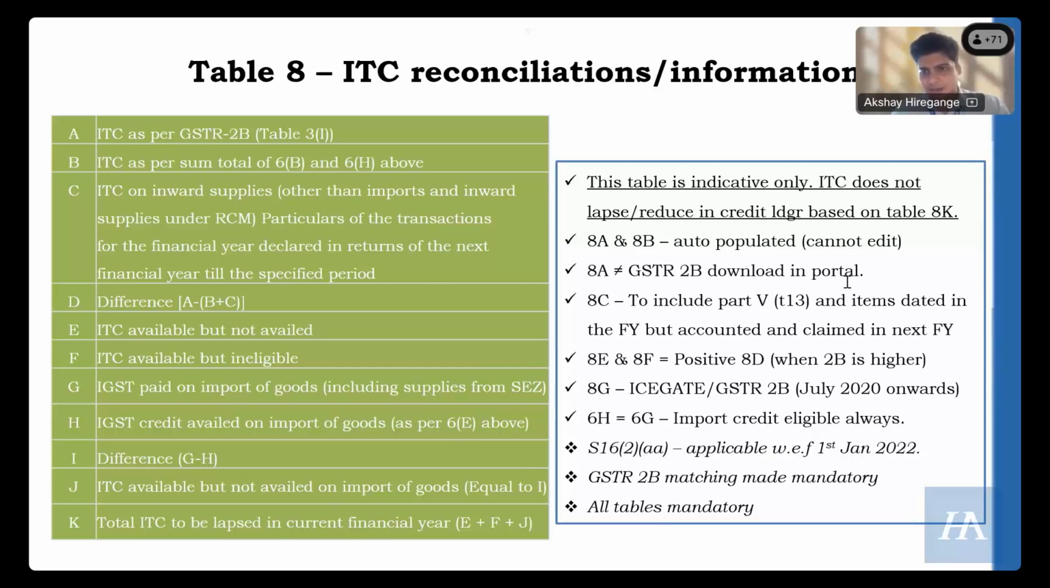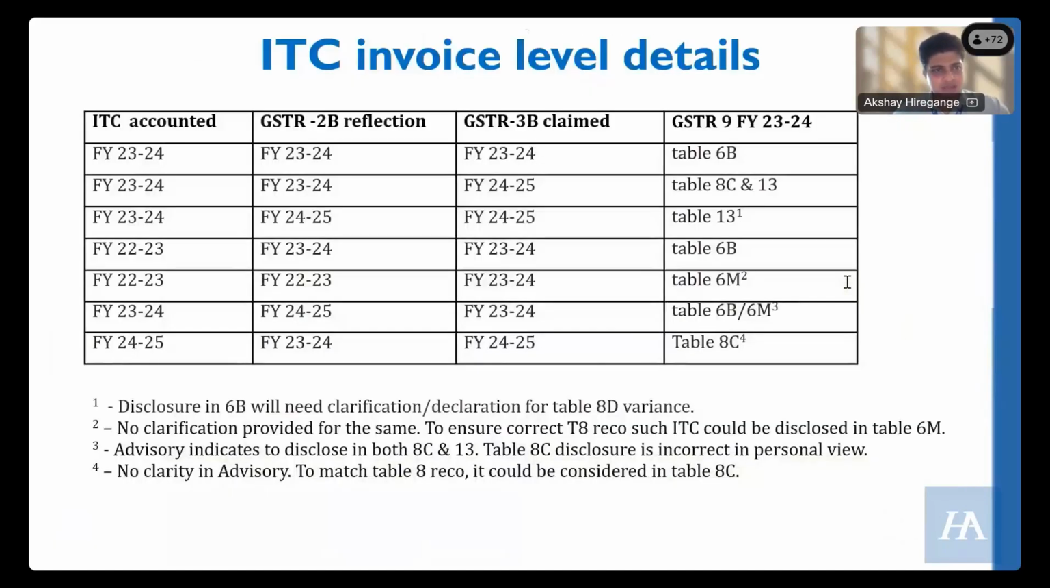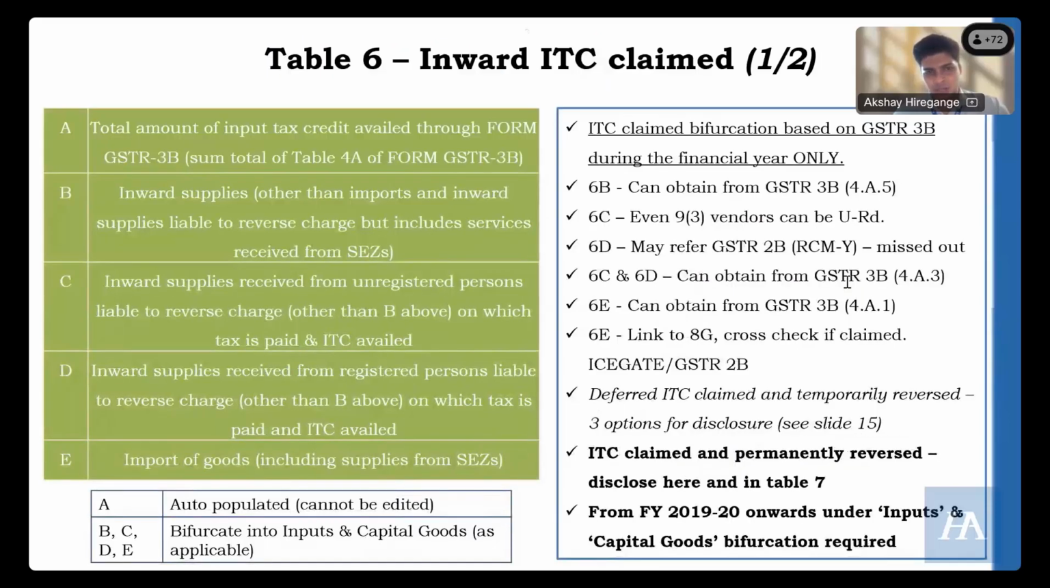Mohan. ITC of 23-24 reversed in 4B2 in 23-24, subsequently reclaimed in 4F and disclosed in 41. I think again, sir, I have explained this multiple times. The PPT will be shared. You can have a look. The concept remains that you need not disclose in 6B two times, you need to disclose in 6B only once.